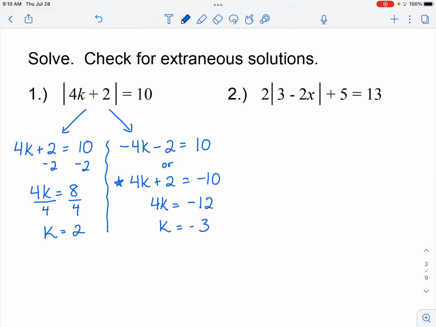Divide out the 4 and get k equals negative 3. So now the question is, do both answers work? So I'm going to check my solutions. And when I check, I need to check in the original equation.